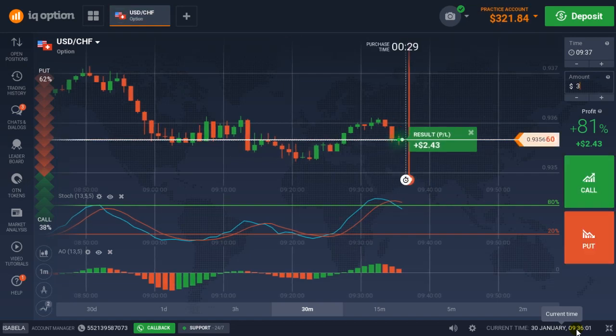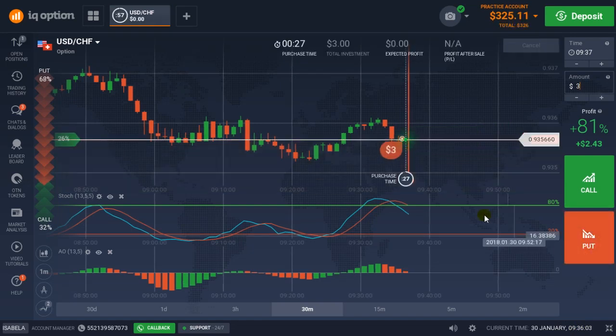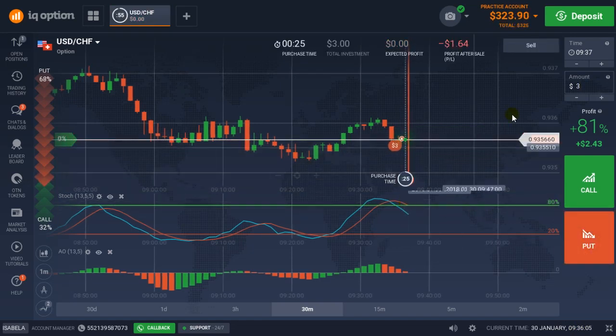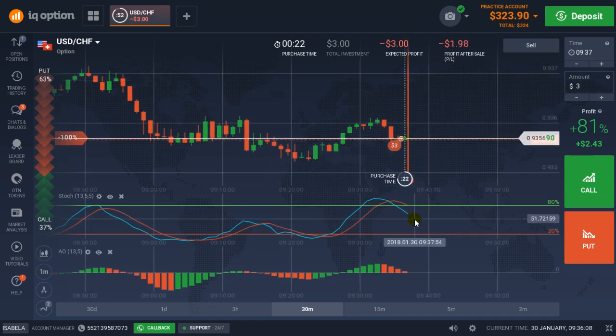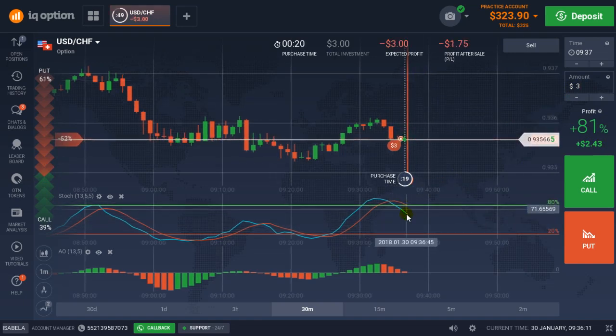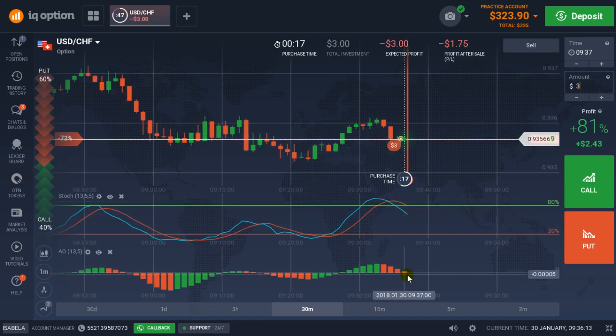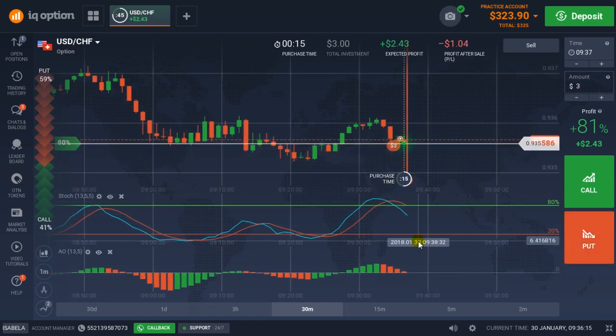Okay, so I'm in a put trade again. We made another $2.43 in the previous trade. It was a winning trade. Nice separation, coming down, red bar, put. Don't think, click.